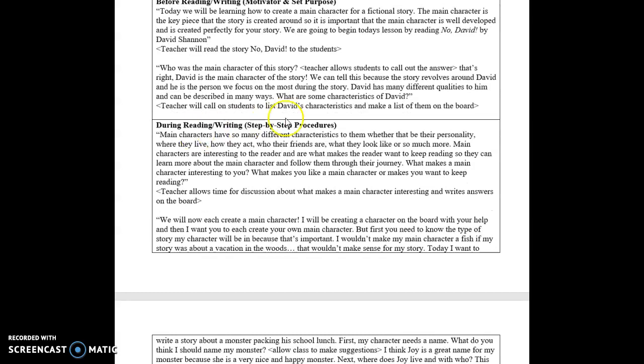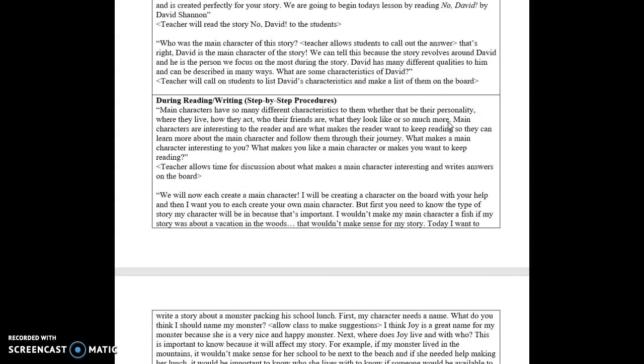And then I would say how David has many different qualities to him, and he can be described in many different ways, and then ask what are some characteristics of David. This is really just getting into how to describe a character, and then I would make a list of it on the board as students told me different characteristics that David had.